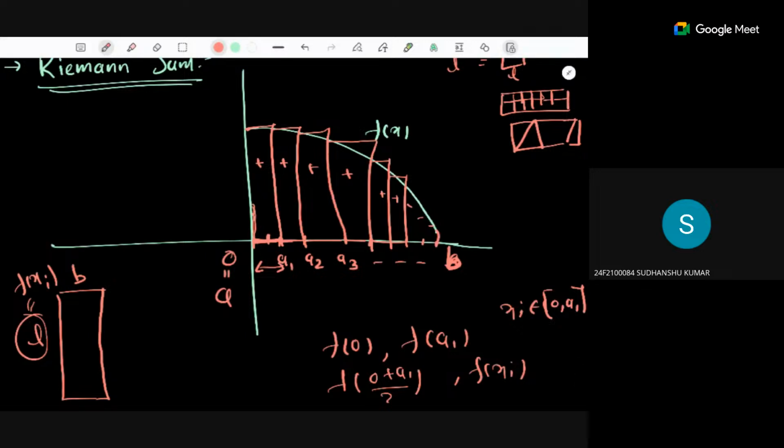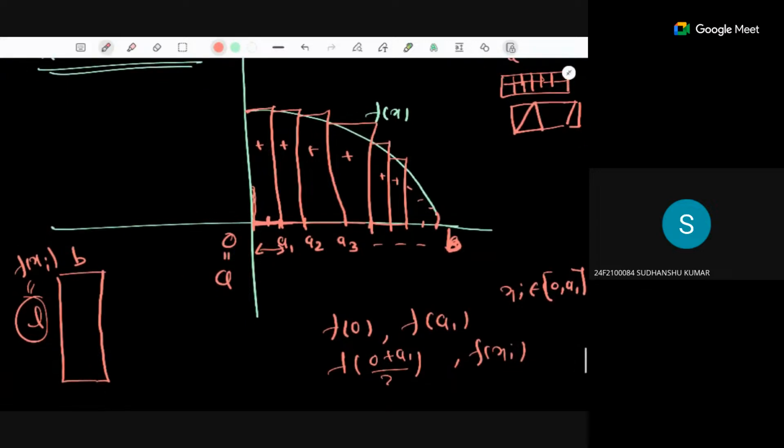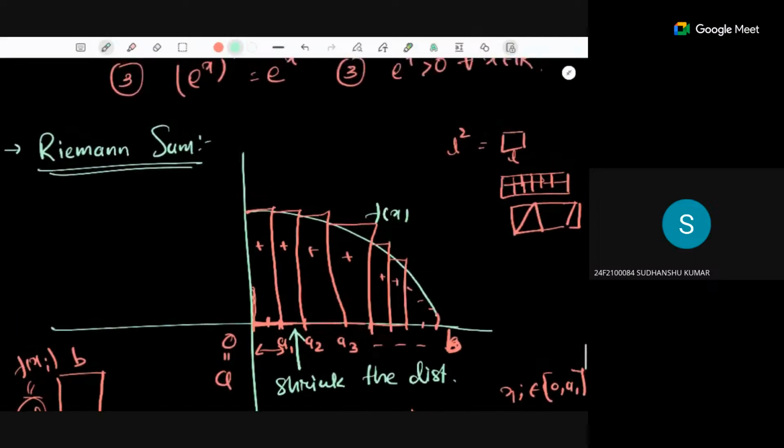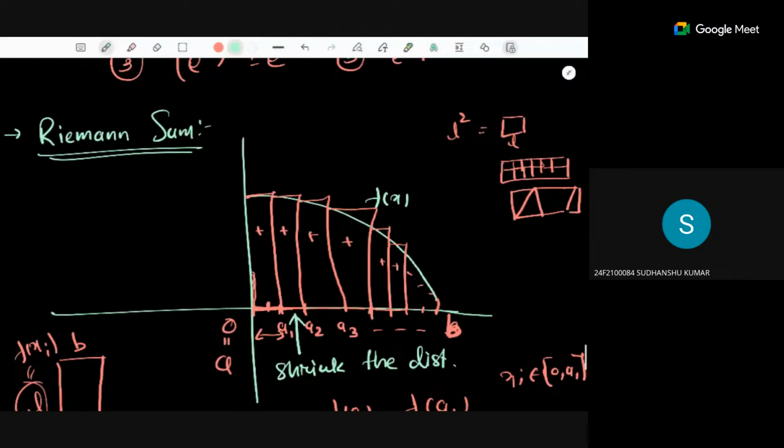Okay. So here we will shrink this particular distance, right? We will shrink these distances, and ultimately as we approach infinity, that means if we consider infinitely many subintervals between 0 and a, we assume that the area is given by the limit, and that limit is known as the Riemann sum. We have already discussed it, but this is the basic theory about the Riemann sum.